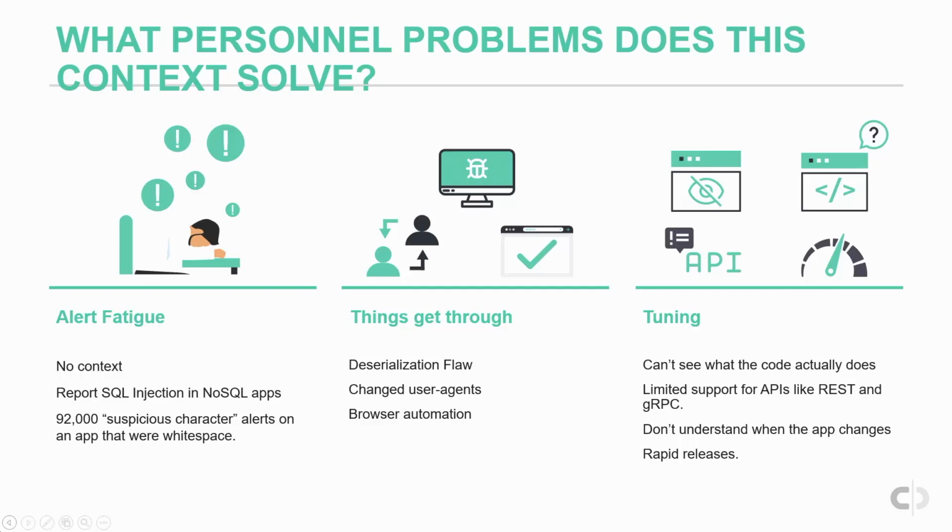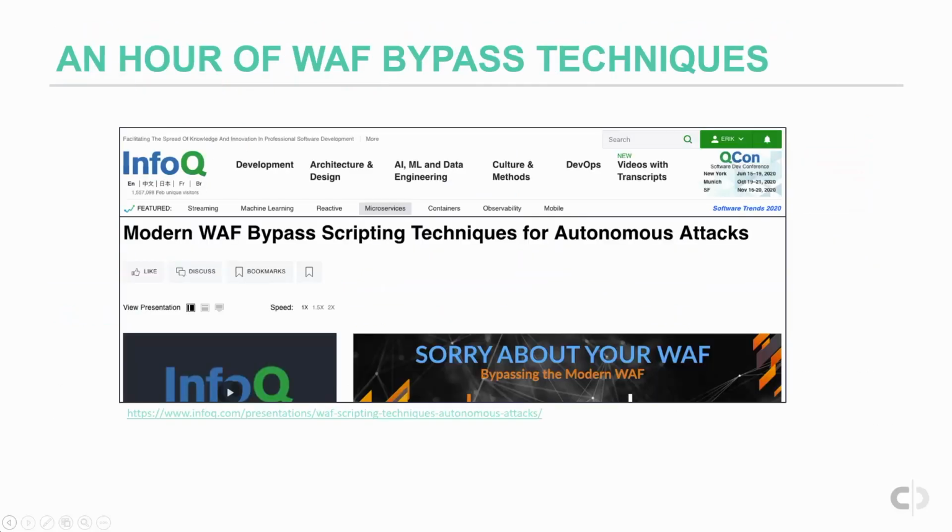And also not understanding when the application changes, if you're part of the application, you automatically know when the application changes because you're a part of the application watching it from the inside. So rapid release cycles don't really matter when you're on the inside because you're part of the thing that's being rapidly released.